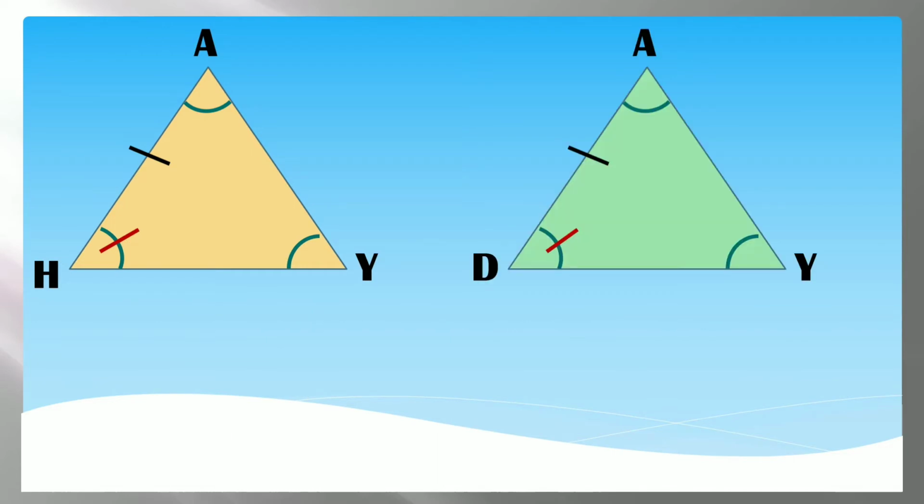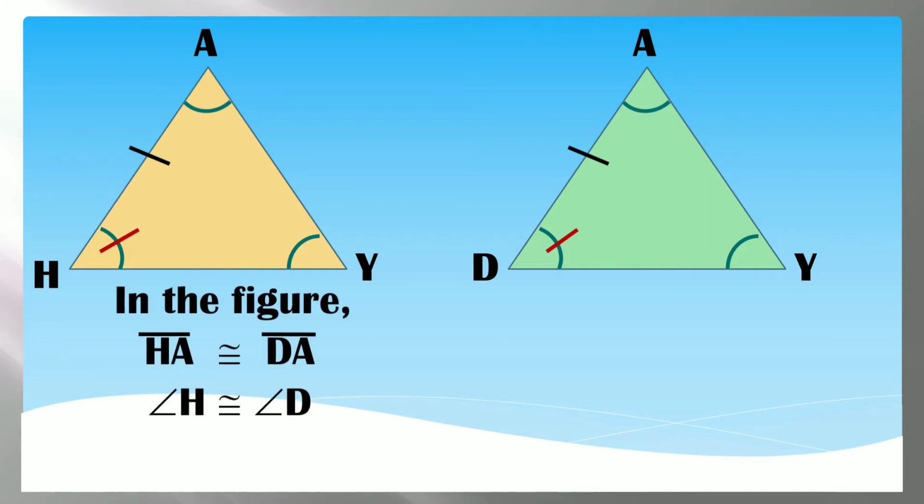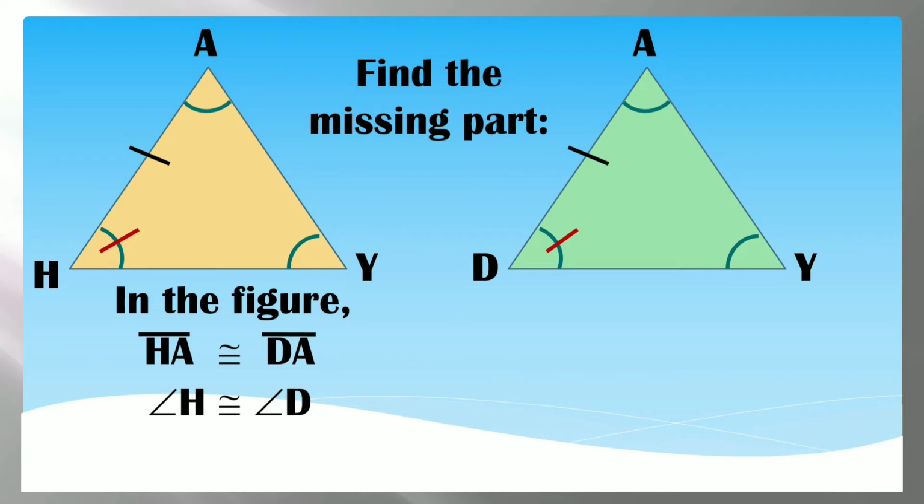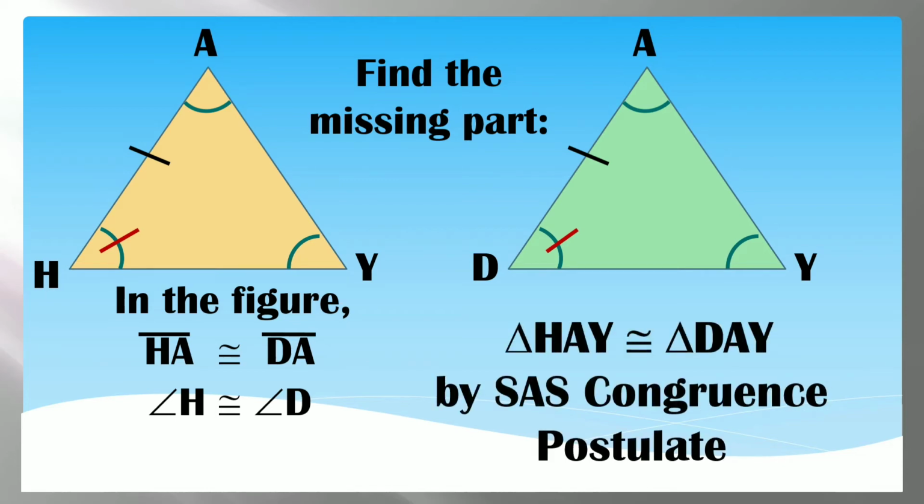Let's have another example. So, triangle HAY and triangle DAY. So, in the figure, segment HA is congruent to segment DA. Angle H is congruent to angle D. So, find the missing part. So, triangle HAY is congruent to triangle DAY. So, we will use the SAS congruence postulate. So, what do you think is the missing part in these two triangles?